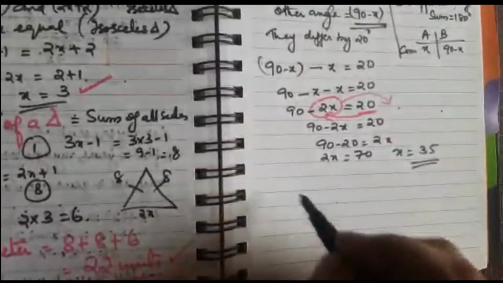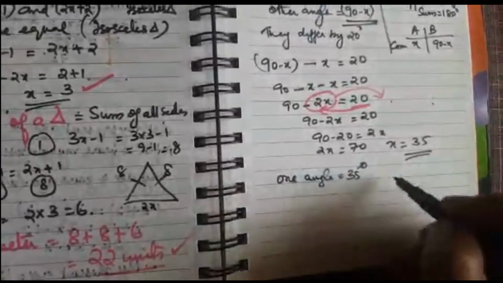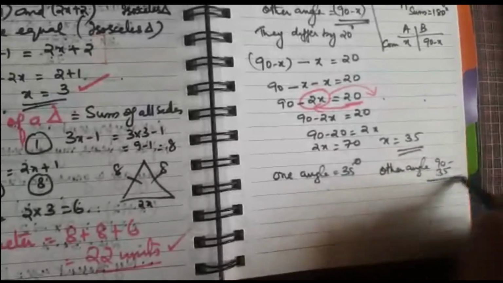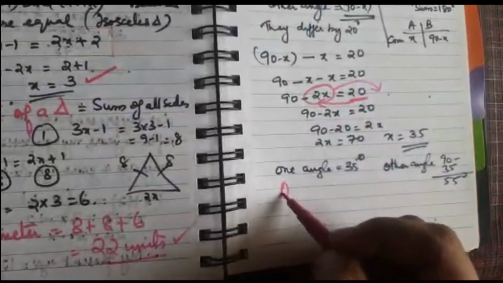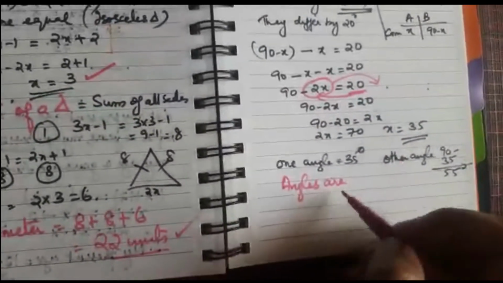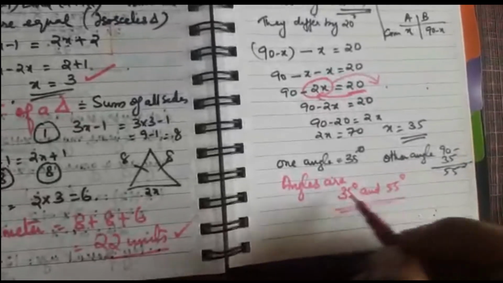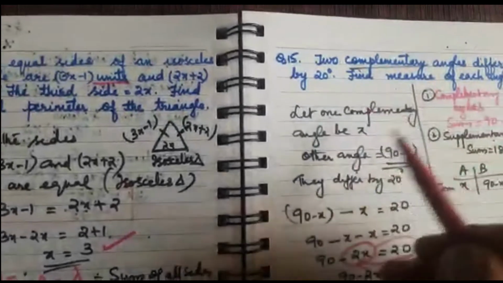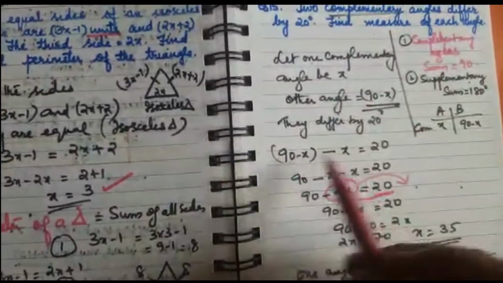So if x is equal to 35, that is one angle equal to 35 degrees, then the other angle equals 90 minus 35, which is 55. So the angles are 35 degrees and 55 degrees. See that the sum is 90 degrees. So exercise 6.2 is complete. Complementary means the sum is 90. So one is x, the other will be 90 minus x. Differ means the difference of 90 minus x and x.